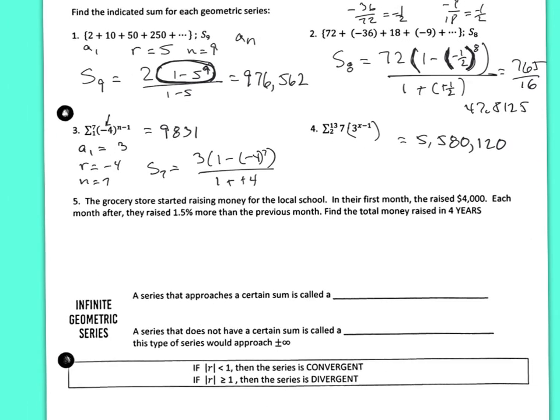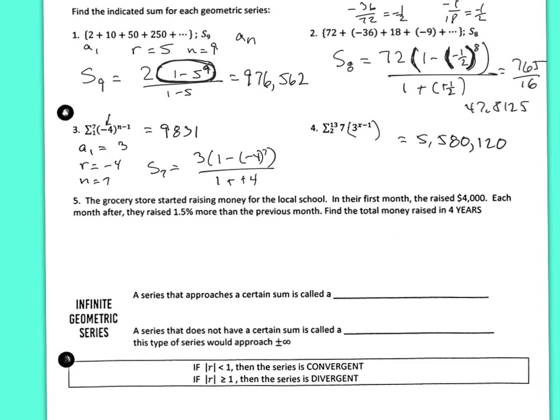Little story problem. A lot of times the story problem uses money. So we have a grocery store starting raising money for the school. In the first month, they raised $4,000. Each month, they raised 1.5% more than the previous month. Yikes. I want to find it after 4 years. Okay, sure. We can do that.